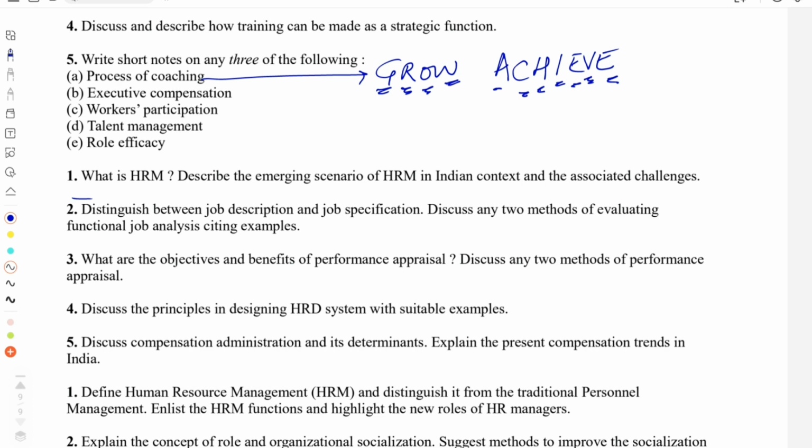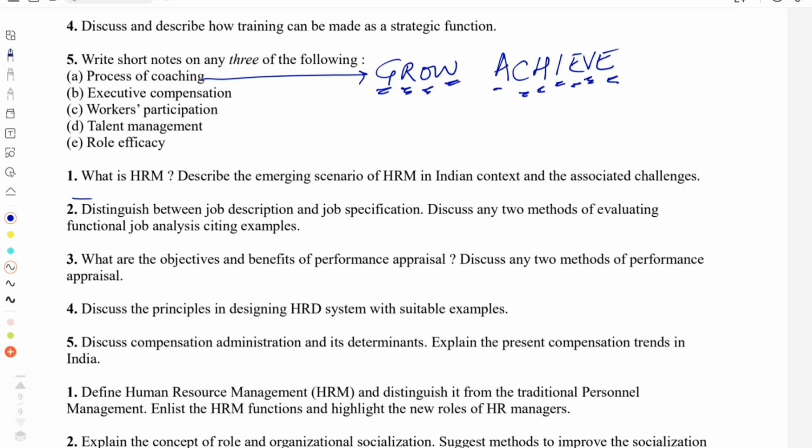Okay, so what are the objectives and benefits of performance appraisal? Discuss any two methods of performance appraisal. We have already discussed performance appraisals. A few methods of performance appraisals include the essay appraisal, paired comparison, checklisting, management by objectives, behaviorally anchored rating scales, ranking methods. All these things are different ways of doing performance appraisals, goal settings, all those things. Okay, so discuss the principles in designing HRD system.